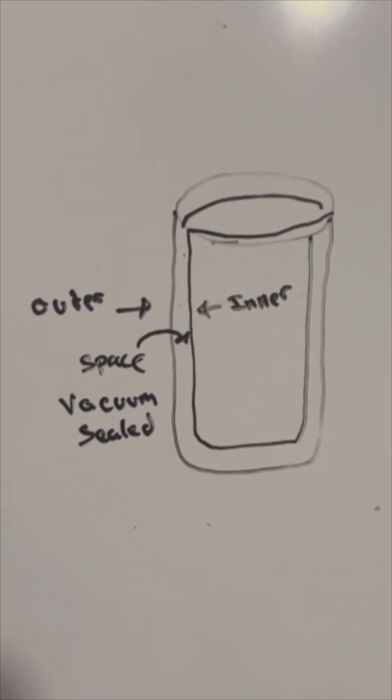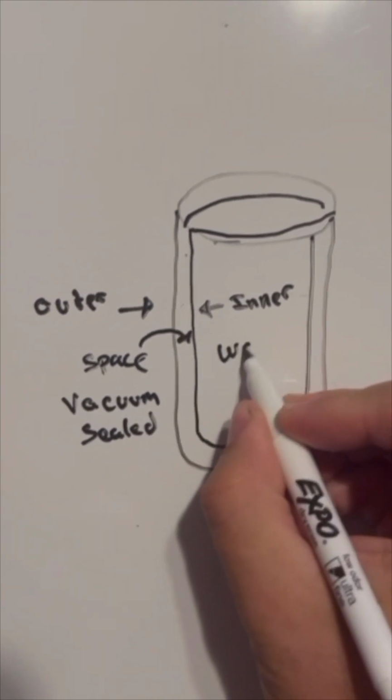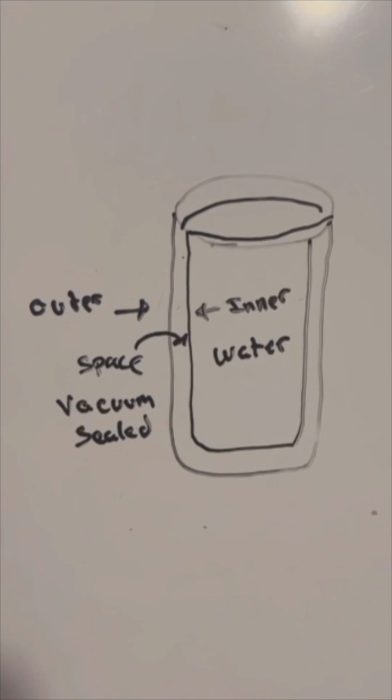So what does that mean? That means that there's no air inside that empty space, okay? And in here is where your water is. So I'm going to write water, and that is where your water is stored and stays cold. First, let's talk a little bit about science. This will help you understand why they designed the bottle this way.